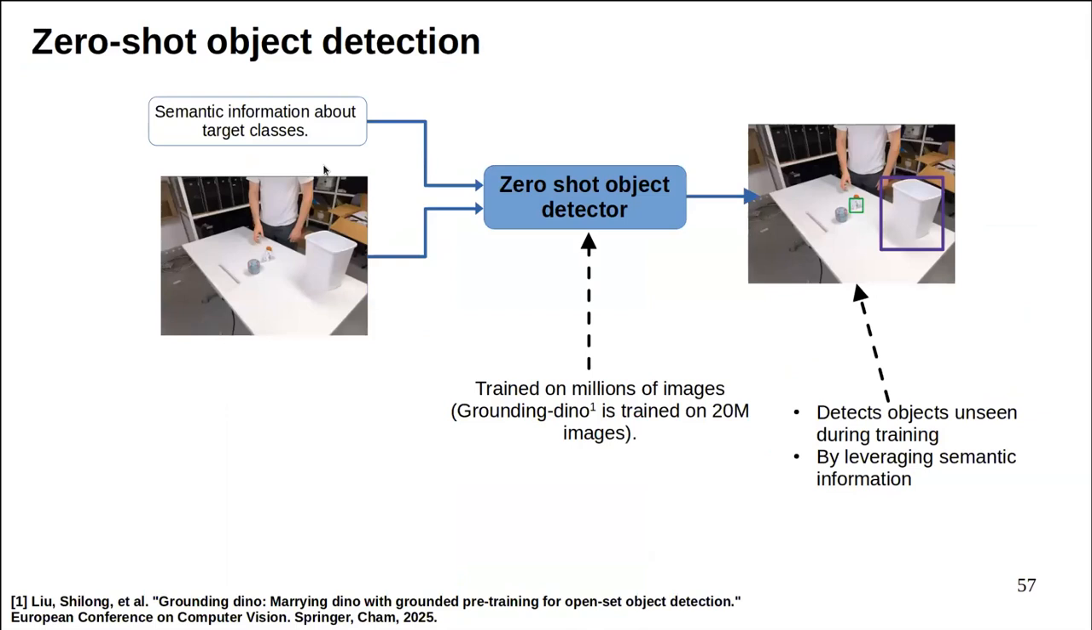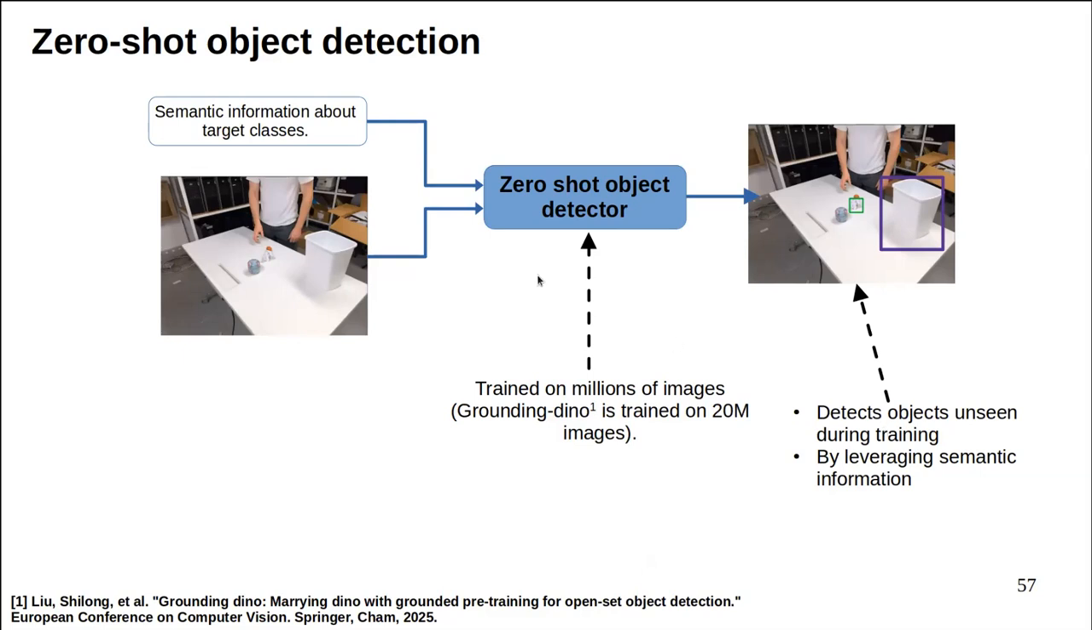So to do this, we will use zero-shot object detection models. These are models that were trained on millions of images. The one that we use was trained on 20 million images, but they can adapt to detect objects that they didn't see during the training phase.